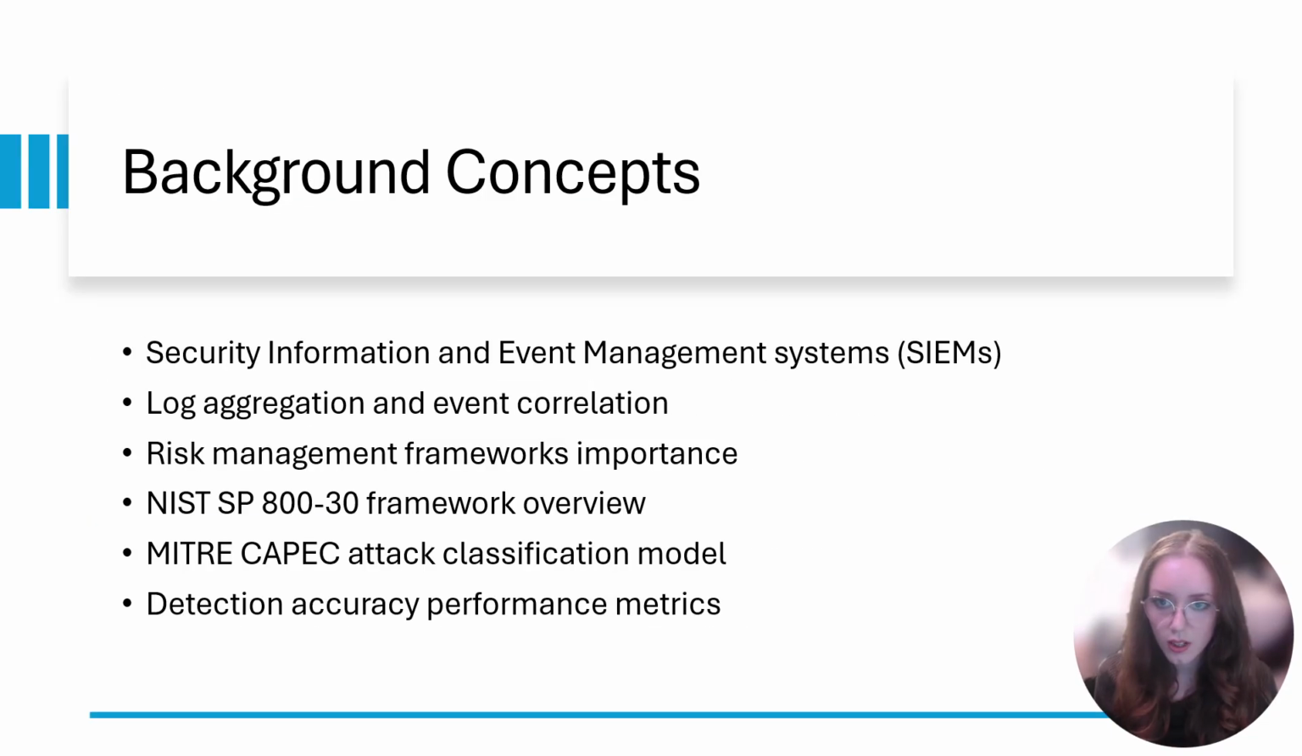Before discussing the methodology, I'd like to briefly review the key concepts involved. A SIEM system collects and correlates logs from multiple sources to identify security events. Risk management frameworks, such as NIST Special Publication 830, help organizations evaluate threats based on likelihood and impact. For attack classification, this research used MITRE-CAPEC, which provides structured information about attack patterns, severity, and mitigation strategies. Finally, detection performance was evaluated using metrics such as true positives, false negatives, and detection rate.